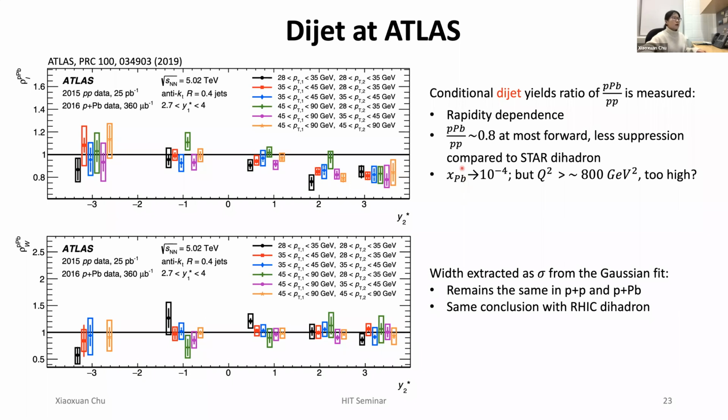So the question is, the energy is very, very high at ATLAS, so that can push the data to a very low x, down to 10 to the minus 4. But since the PT is too high for the jet, the Q square is greater than or equal to 800 GeV squared. So that could be the reason why the ATLAS di-jet data doesn't observe the strong suppression as what we observed at STAR. And the widths, extracted as a sigma from the Gaussian fit, remain the same in the ratio between p-lead and pp. So for this side, the conclusion is the same as the RHIC di-hadron correlations measurement.